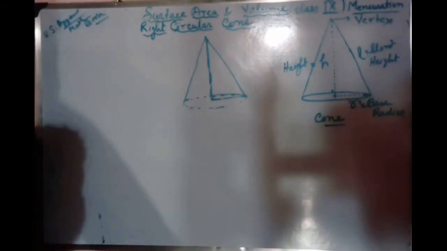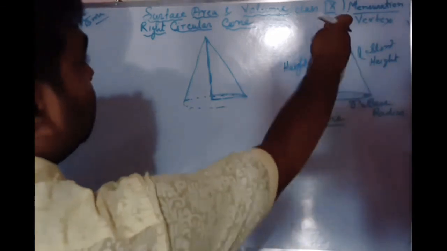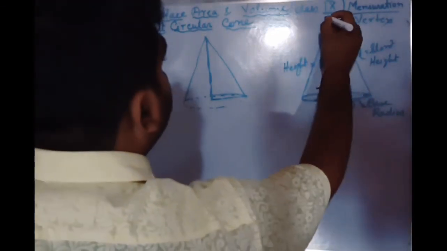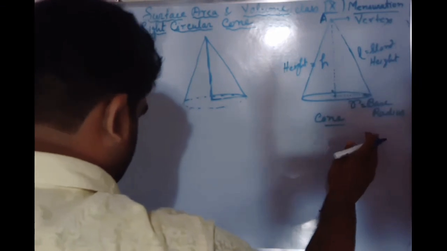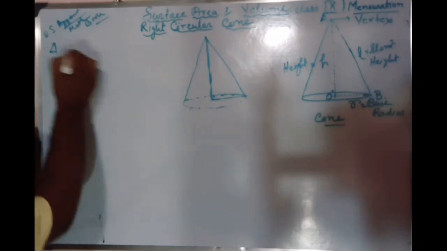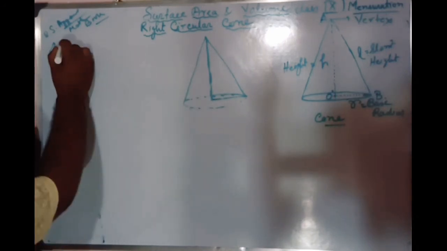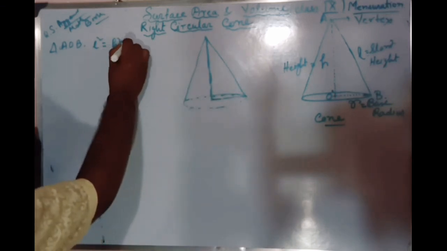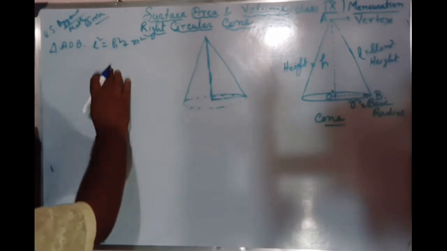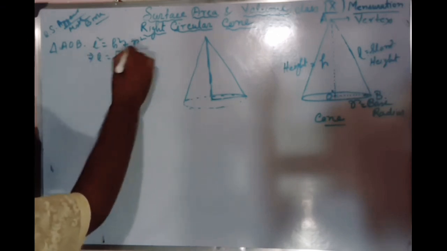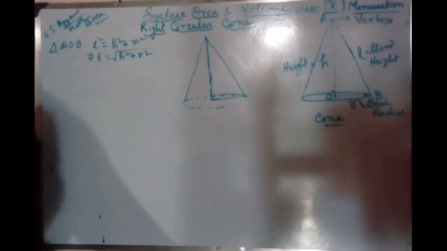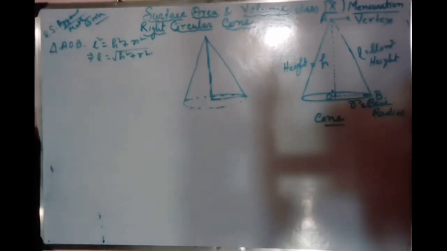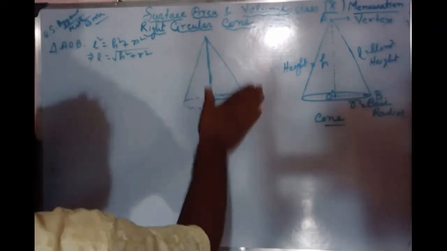Now as you can see from this figure, suppose we name it A, this is O, and B. If we consider the triangle AOB, we get l square equals h square plus r square. That means l equals root over h square plus r square. Understood? We are just erasing this picture.